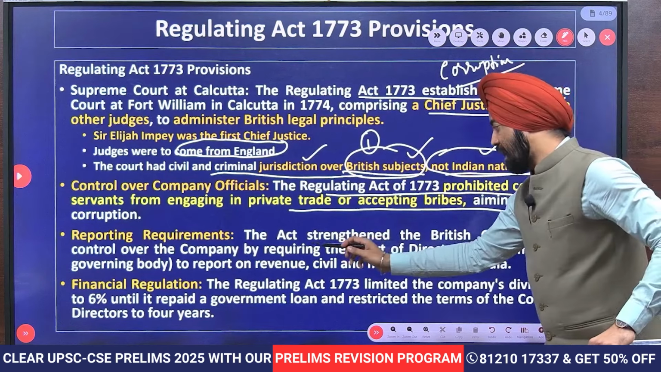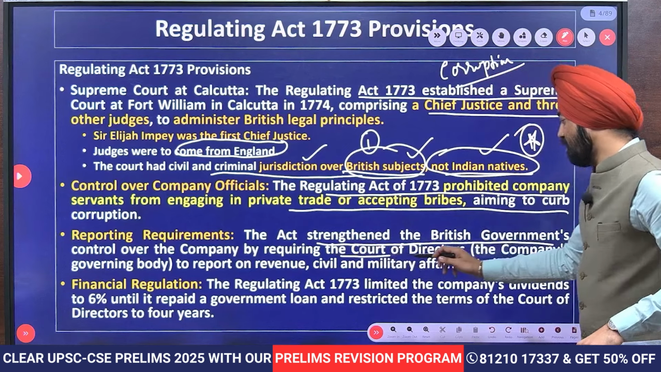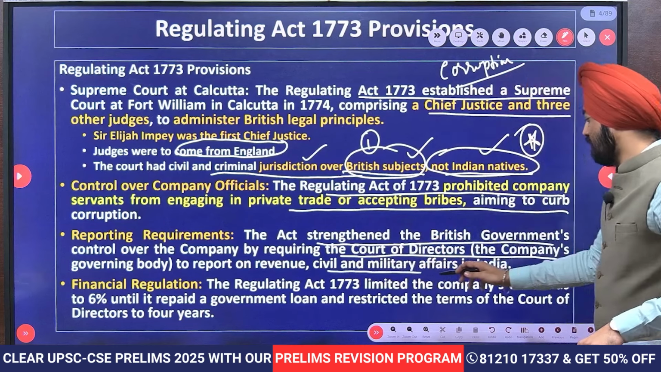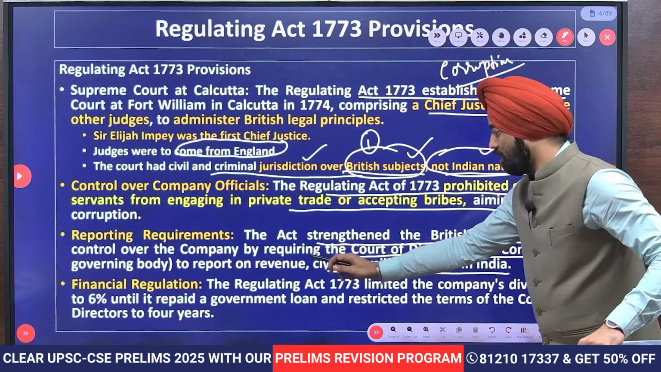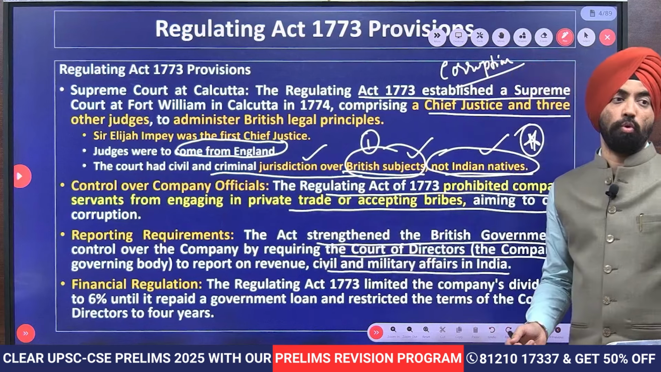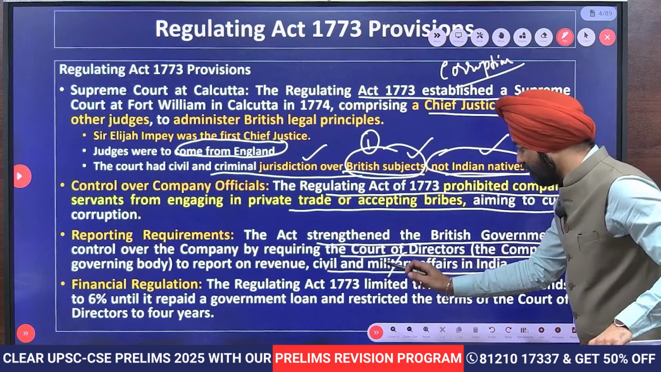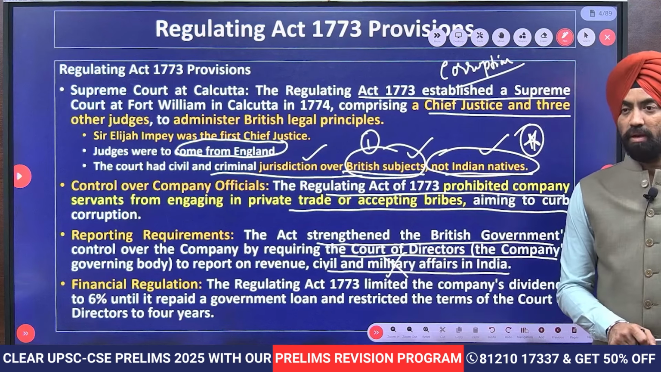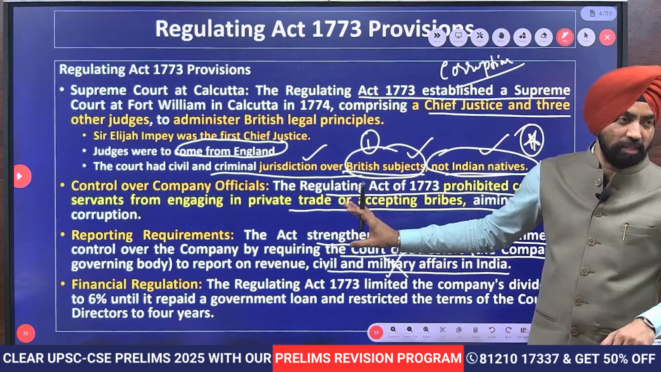Then the Act strengthened the British government's control over the company by requiring the Court of Directors to report on revenue, civil and military affairs. What will he do? He may mention civil and revenue matters only. So what does it mean? He skipped the military affairs. So you should know that revenue, civil and also military affairs were the purview of the 1773 Act.